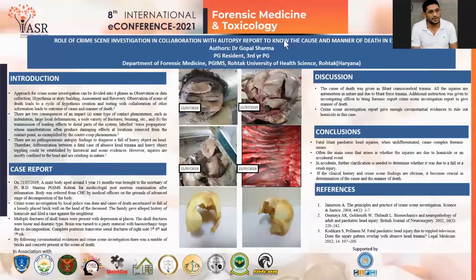Let's come to discussion. The cause of death was given as blunt craniocerebral trauma. All the injuries are antemortem in nature due to blunt force trauma.